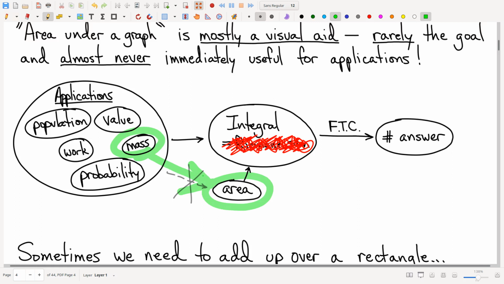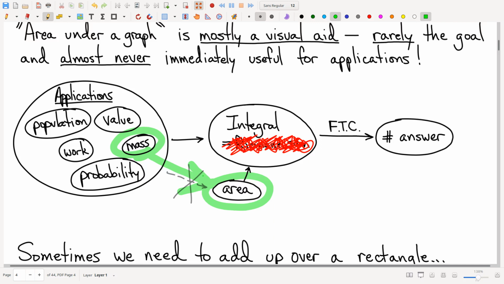And how does that work? It doesn't really make any sense. I mean, mass is a fundamentally different physical quantity than area. Why would they be the same? This is not really an argument that you can make.